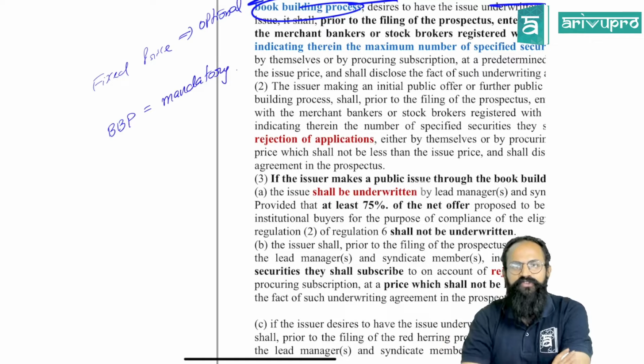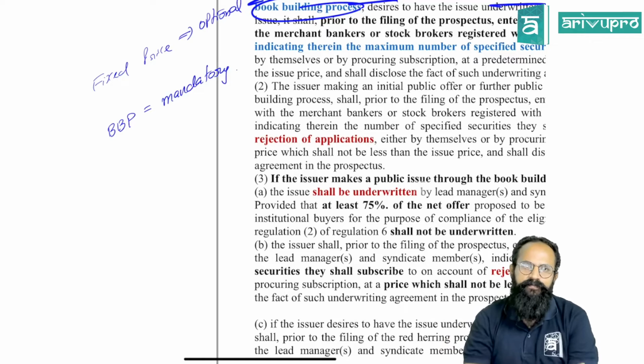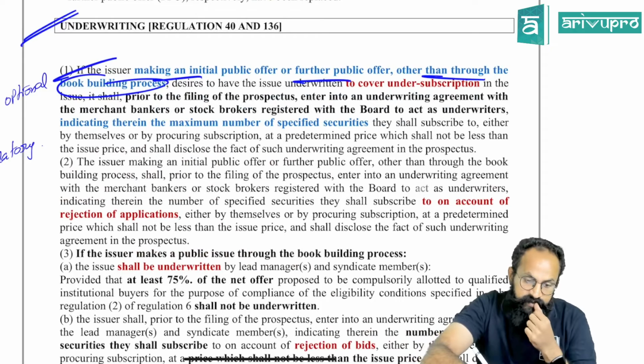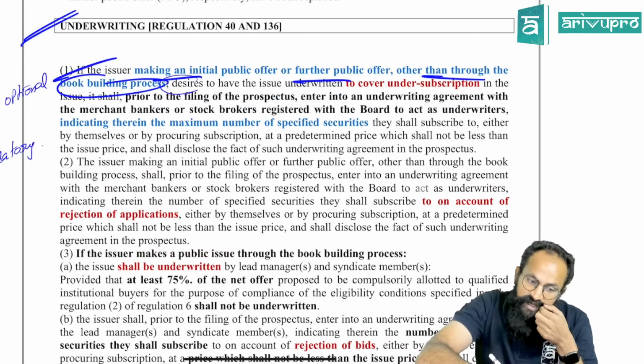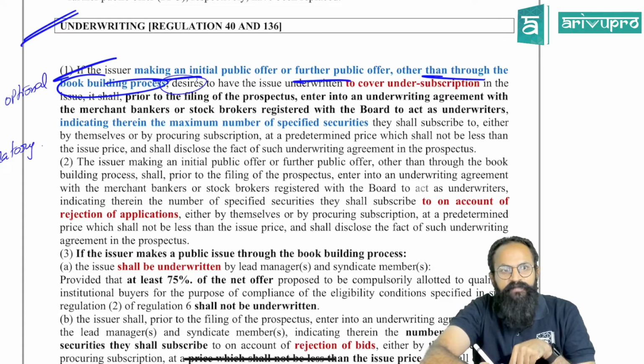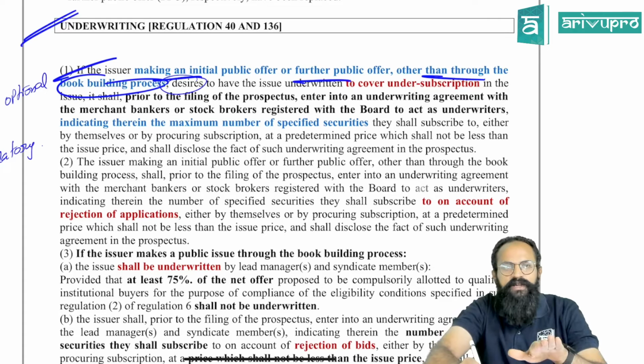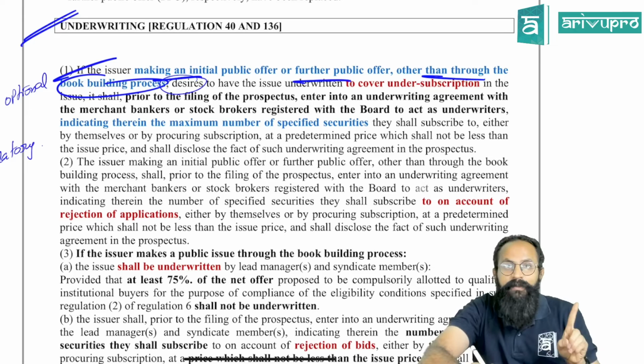That's the two differences. Remember. Clear? Yes, sir. Okay. See, that's what they have given. Desires to have the issue underwritten. Desires, meaning if you want to underwrite. If you are coming for an issue other than book building and if you wish to underwrite, then you need to enter into an agreement.